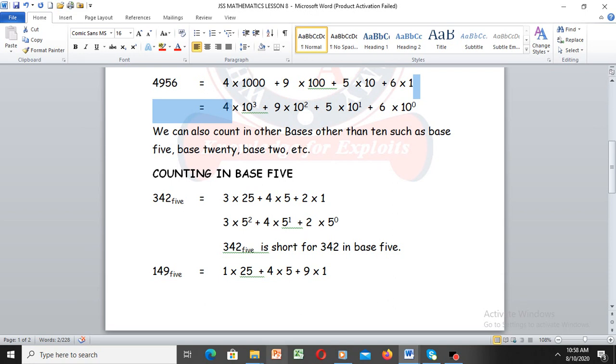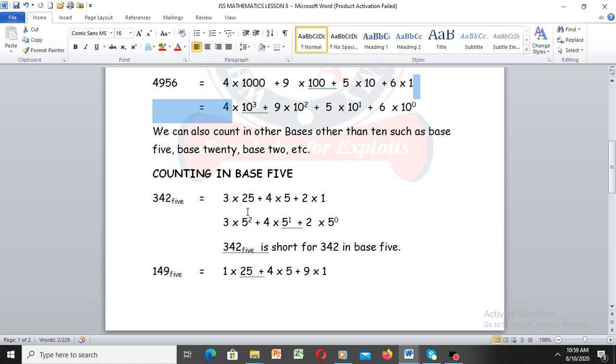So let us count in base 5. 342 base 5 means 3 times 25 plus 4 times 5 plus 2 times 1. So this means 3 times 5 raised to power 2 plus 4 times 5 raised to power 1 plus 2 times 5 raised to power 0.